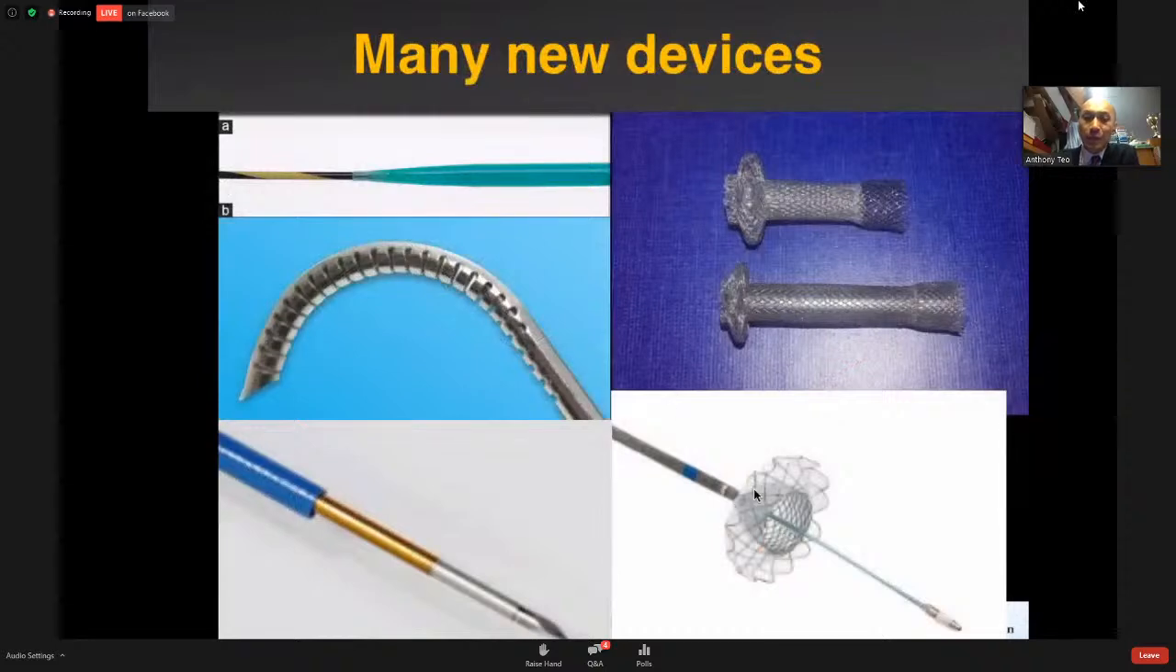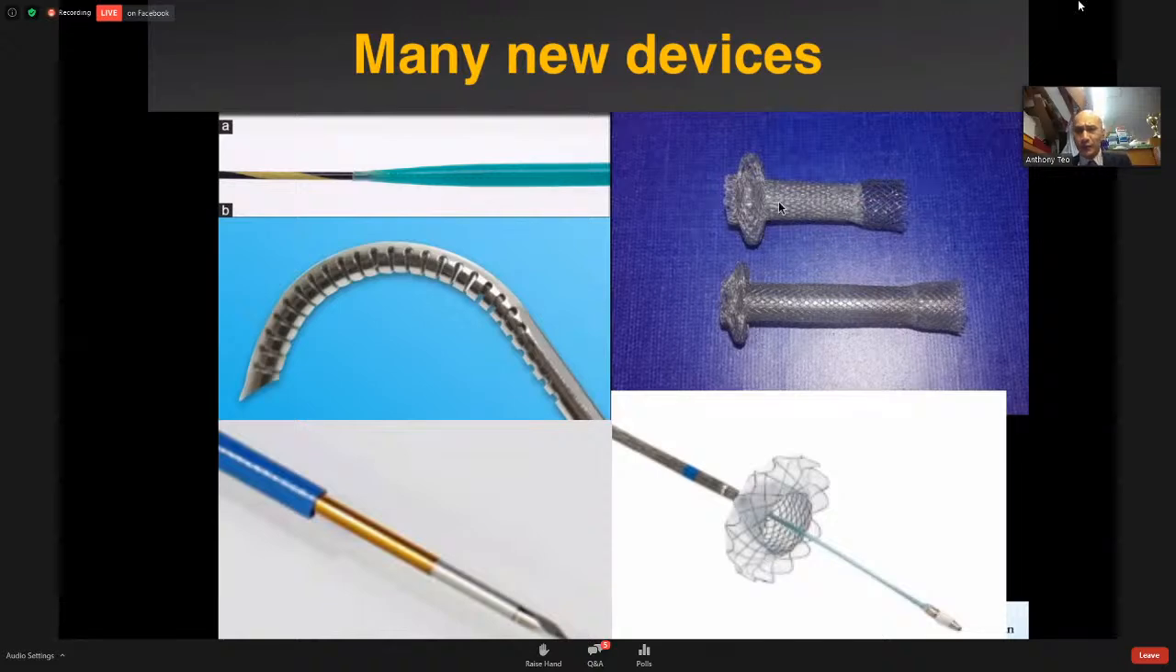There are even many more newer devices coming out. For example, this is a steerable needle coming out from Medtronic, which allows the endoscopist to change the direction by turning the needle around, which helps to guide the direction of the guide wire. These are the cautery enhanced delivery systems. This is the Hot Spaxus, which has come out as well.